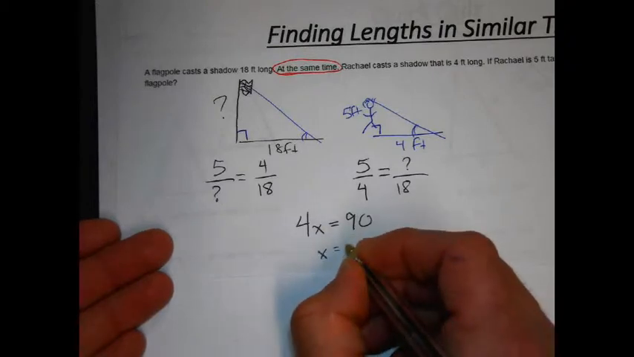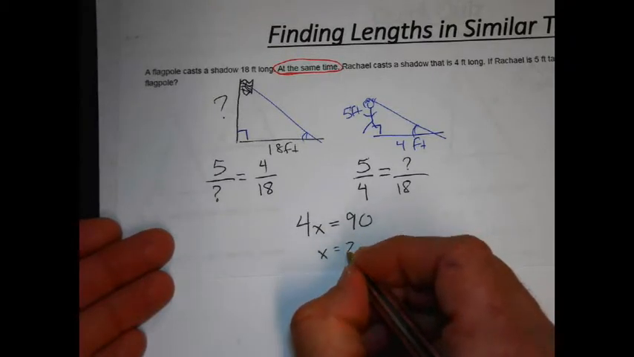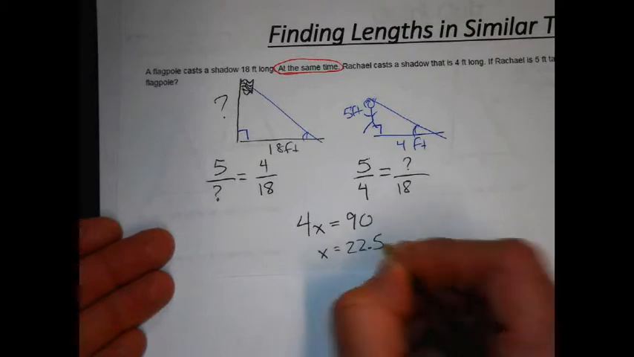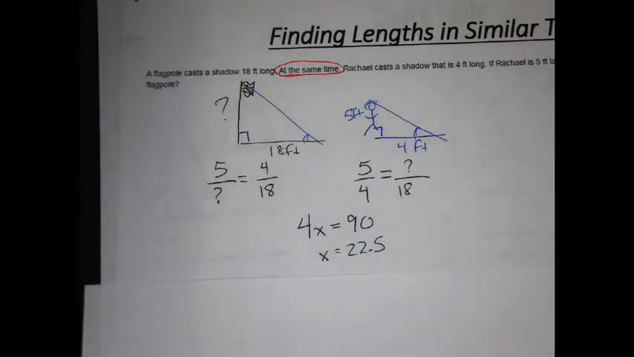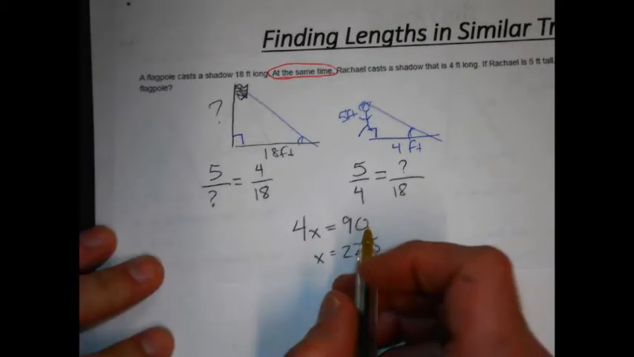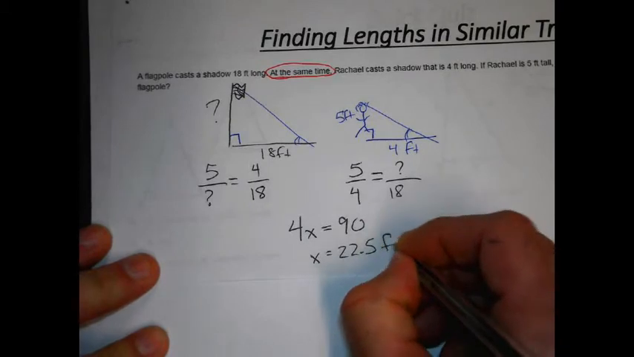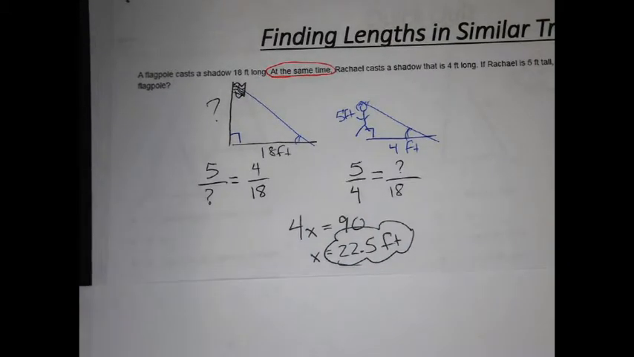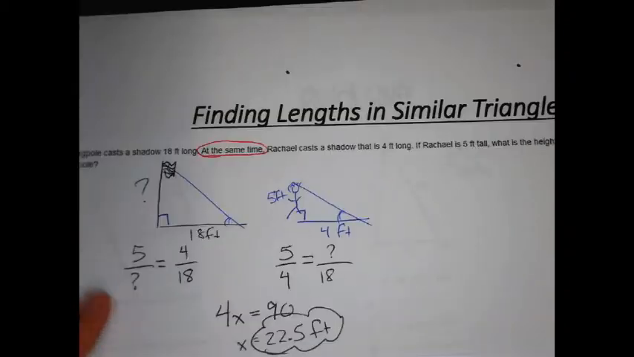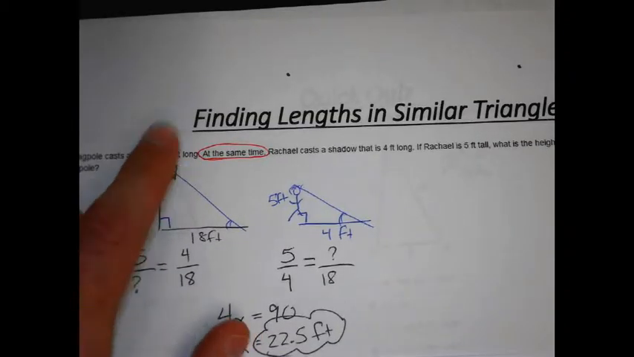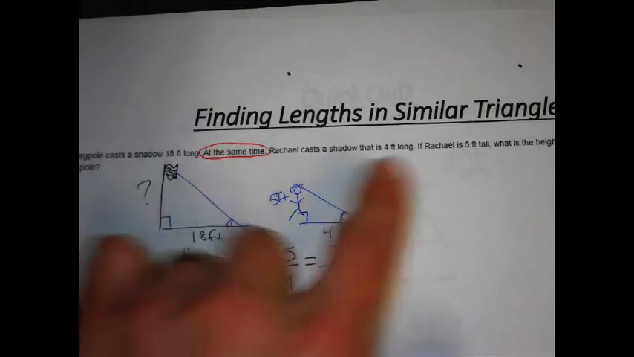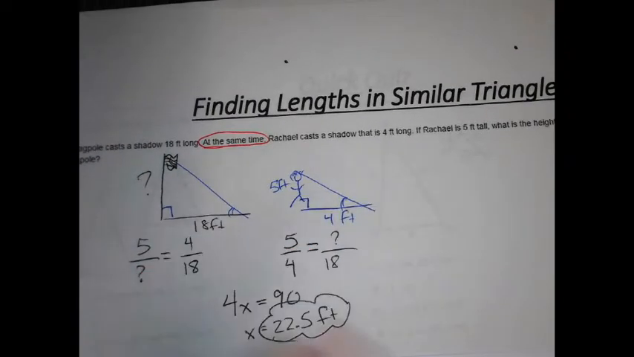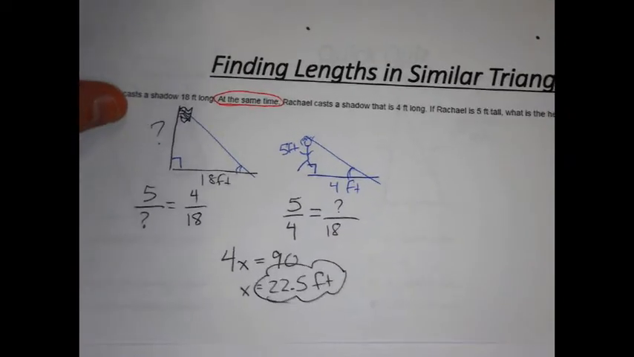So when we divide both sides by 4, we have 22.5. Again, I got to use my head on that. Hopefully that's correct. So what's the height of the flagpole? 22.5 feet. Now the other thing you should be careful of in problems like this is if we switched up units of measure, right? 4 feet, maybe I did inches or meters or whatever. You've got to be careful with that stuff. So that's it for finding lengths.